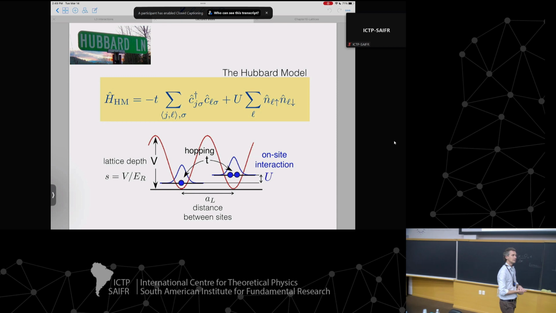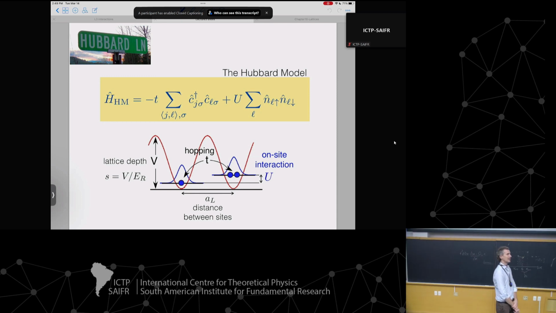Just one more question, good questions. How can we make sense that by making the potential deeper, we have stronger interactions? We have a greater effect of the interactions. How do you understand it?